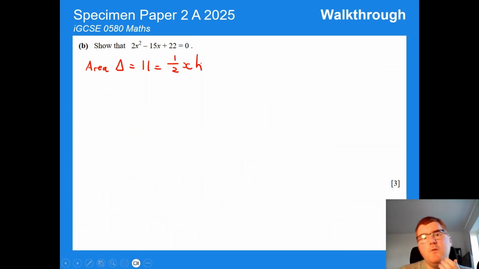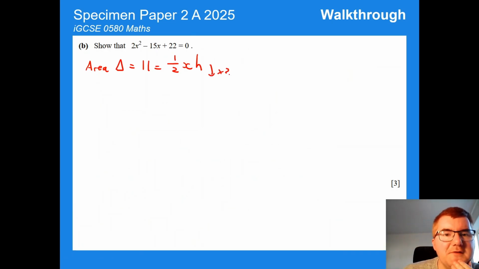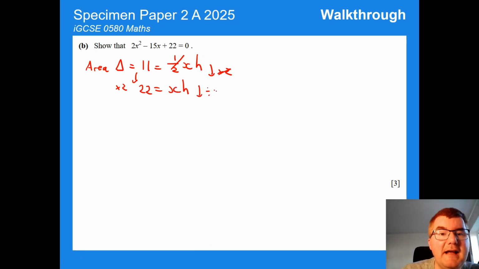And that's something that we can work with here. Certainly we can times both sides by 2. 11 times 2 giving us 22. This cancels, and this gives us then xh. And actually we can get h on its own here by dividing by x on both sides. That gives us 22 over x is equal to h.